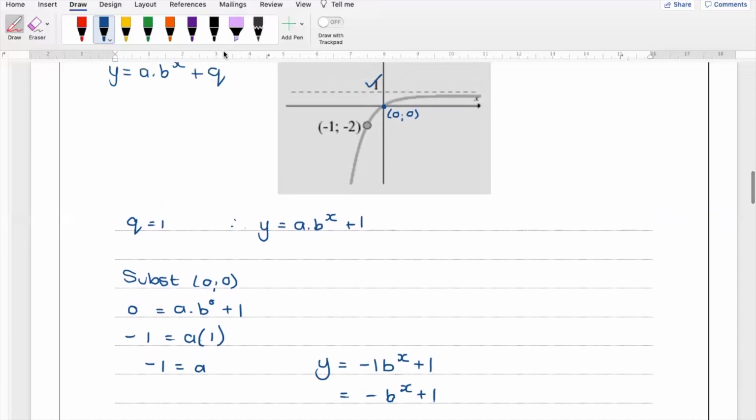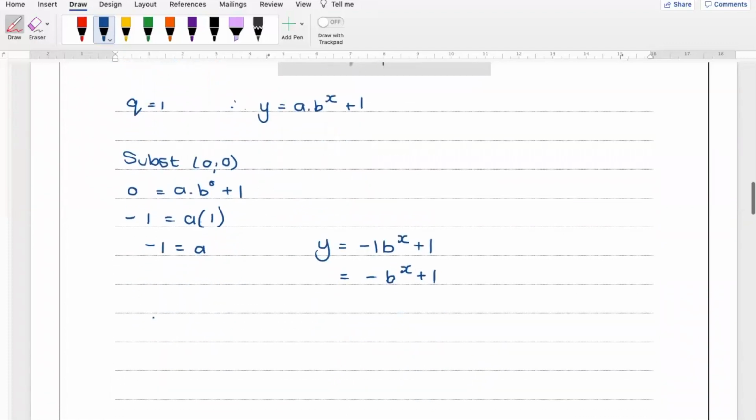So now we've used two pieces of information, but luckily we still have a third piece of information, which is the point negative 1, negative 2. So let's substitute in the point negative 1, negative 2. Alrighty, so now wherever I see a y, negative 2 is equal to negative, I still don't know b, x is a negative 1 plus 1. Okay, let's get this number over to the other side. It'll become a minus 1. Minus 2 minus 1 is minus 3 is equal to negative b to the power of negative 1.